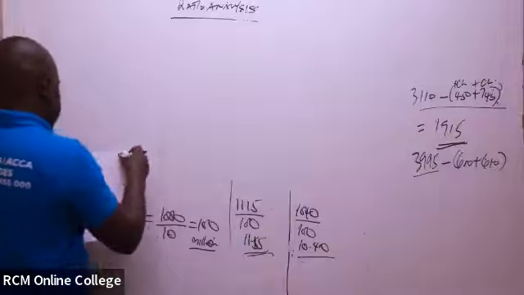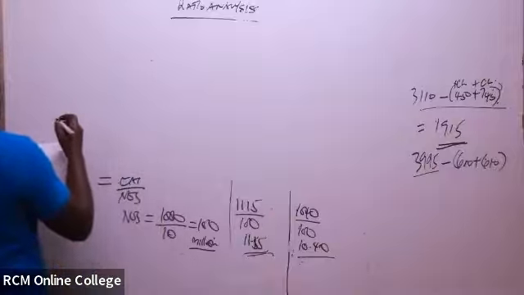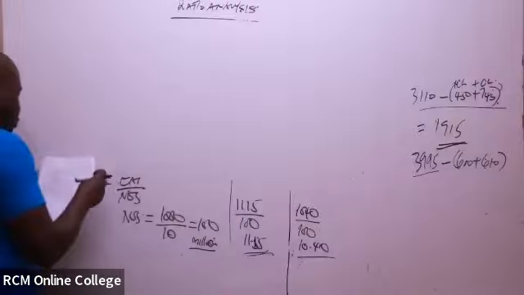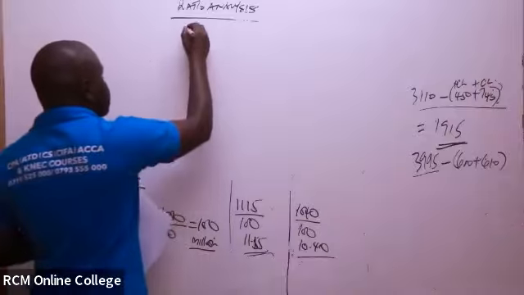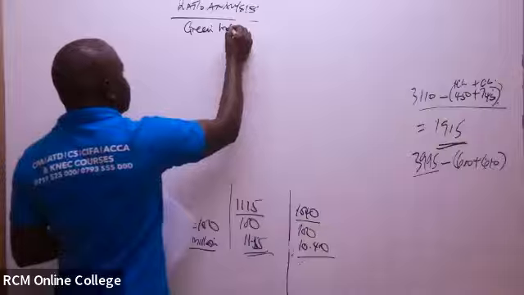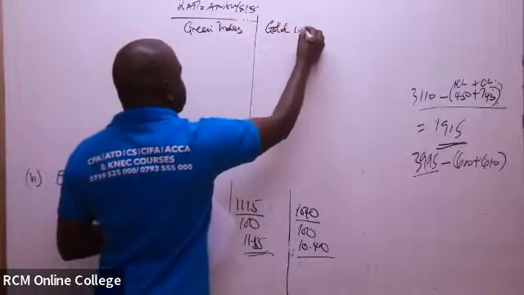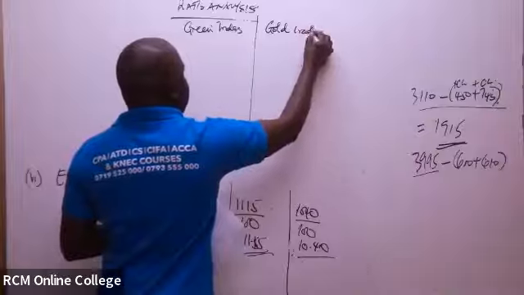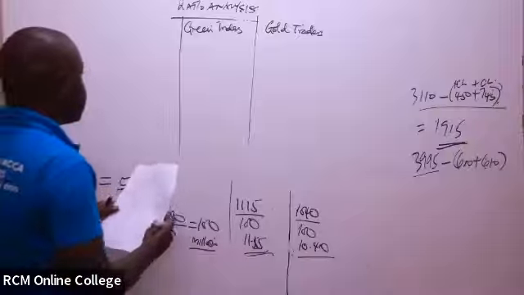Of course, this one was very easy. The gross profit margin and net profit margin are very easy. So we have in this case two companies: Green Traders and of course Gold Traders.